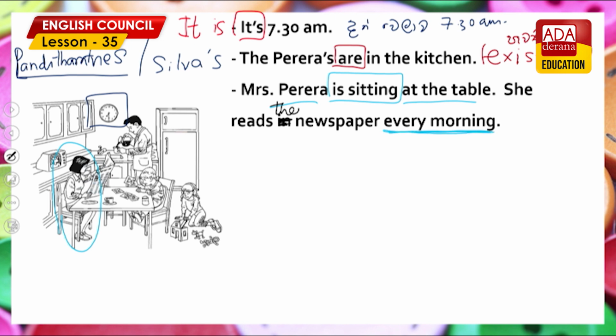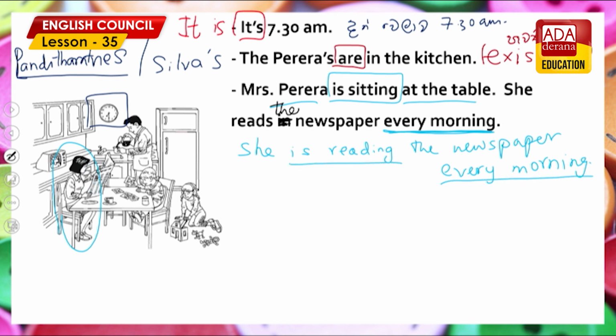Every morning. Can I say, she is reading the newspaper every morning? Can I say like this? Mrs. Pereira, every morning is reading the.